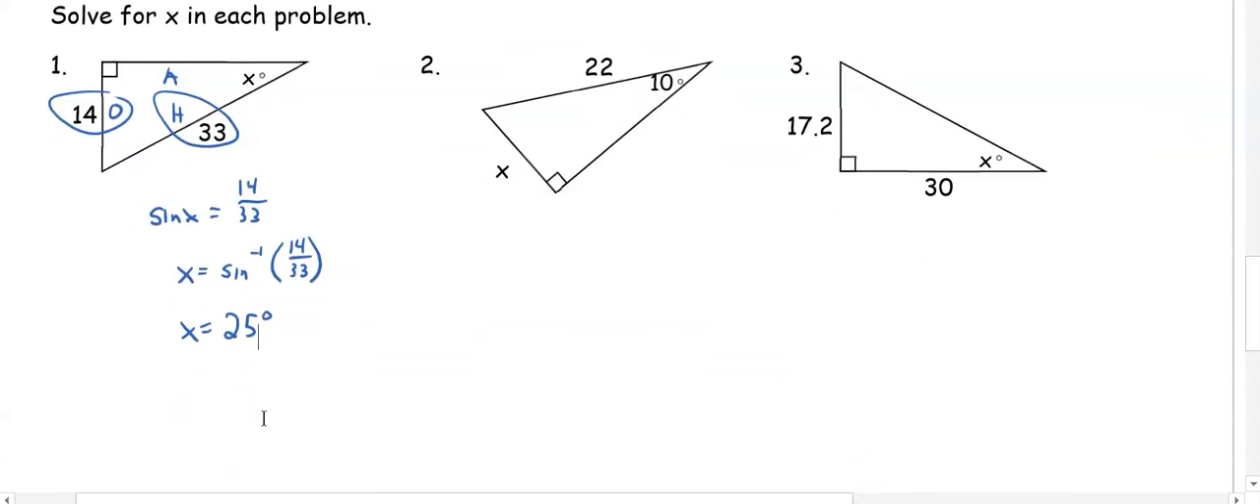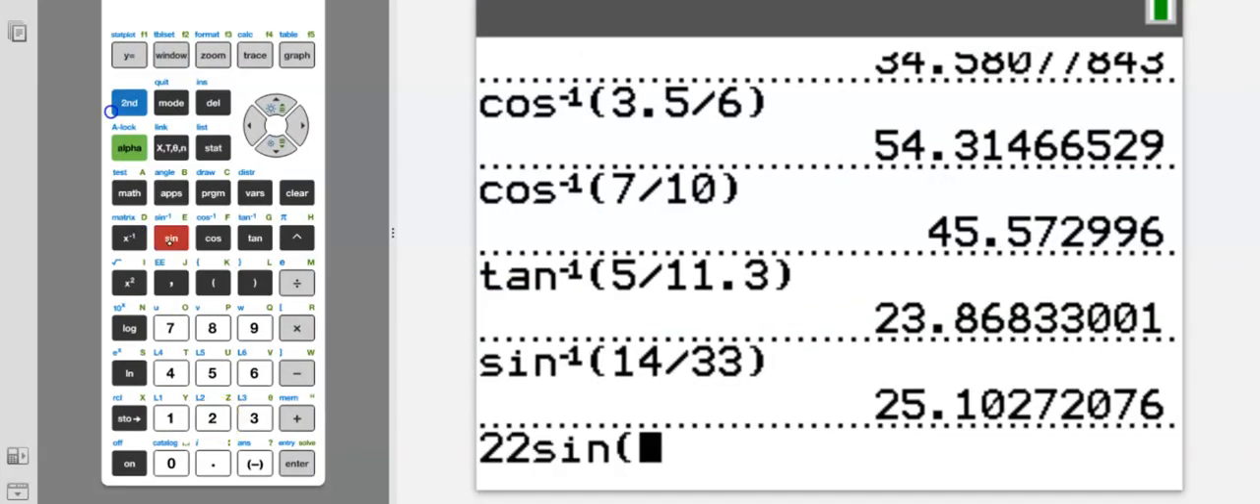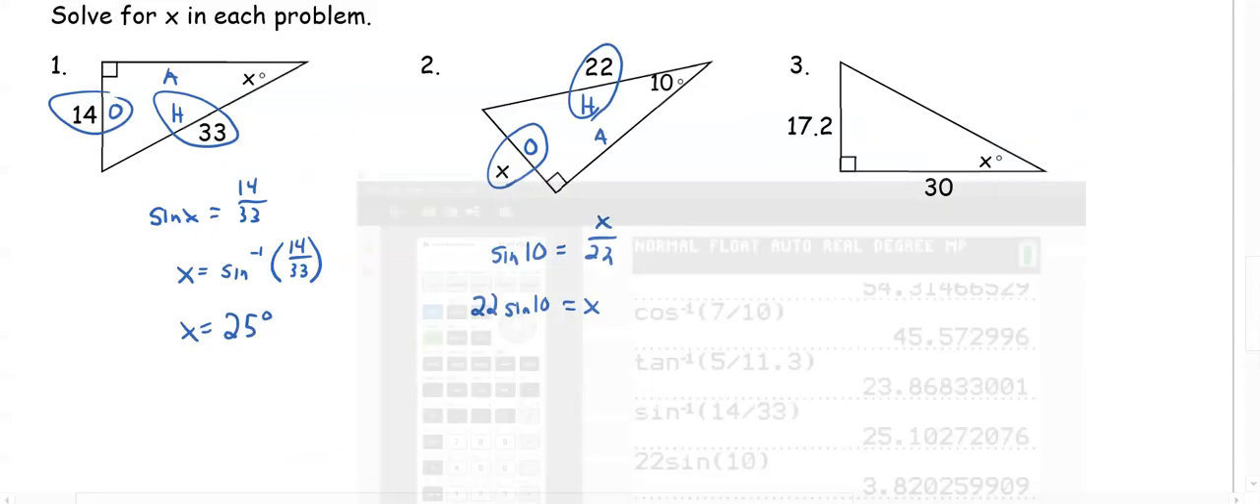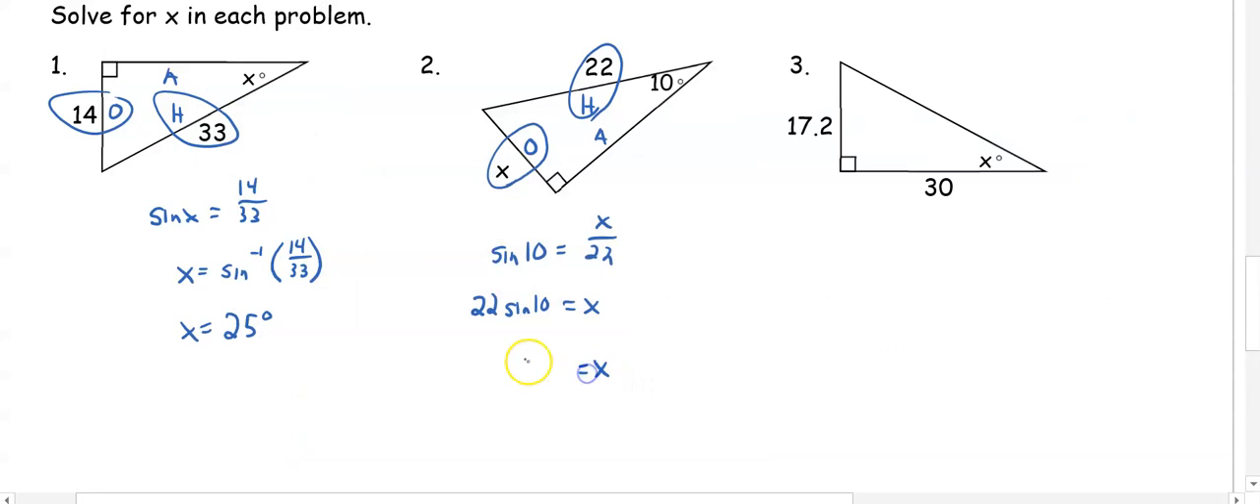In number 2, we are looking for a side. So if we label our sides, we have opposite, adjacent, hypotenuse. We are using sine. So the sine of 10 equals x over 22. Remember, when the variable is on top, we are multiplying. So 22 times the sine of 10 equals x. Rounding to the nearest tenth, we are going to get 3.8.